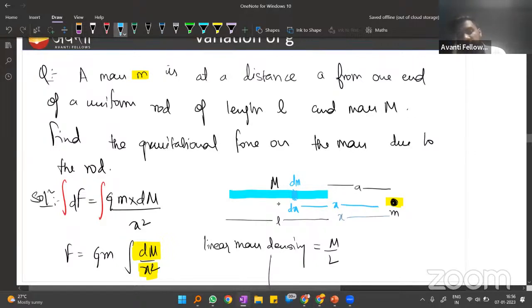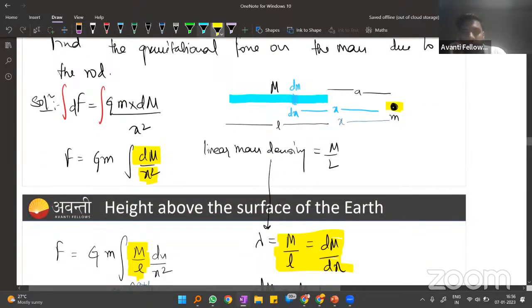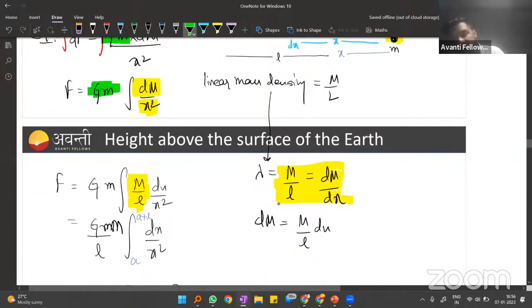So due to these two masses, a very small force dF is equal to G small m into dm by x square. Now, since G and m are constants in this case, I just took them out of the integration. Now, I'll integrate both sides to take the whole value. So dF integration will give us F, and inside, dm by x square. Since the mass is distributed lengthwise, lambda is equal to M by L, total mass by total length, or small mass by small length. So the value of dm will be equal to M by L into dx. I substituted the value here, and since M by L is constant, it will come out: G small m into capital M by L, dx by x square.